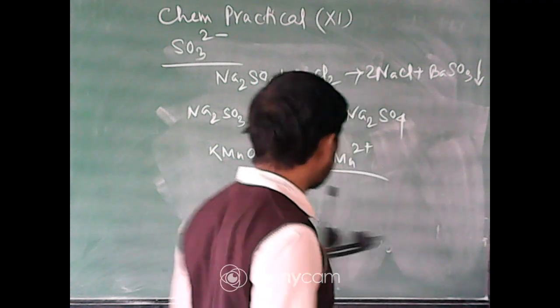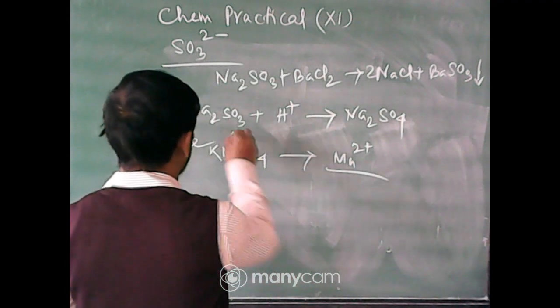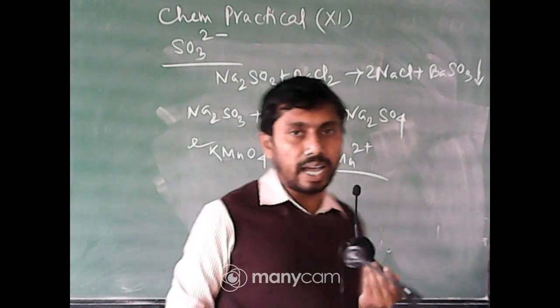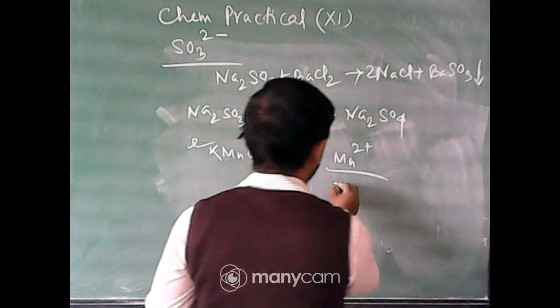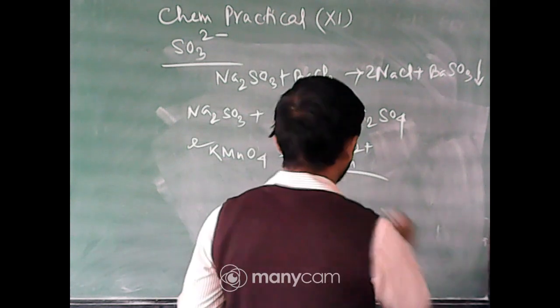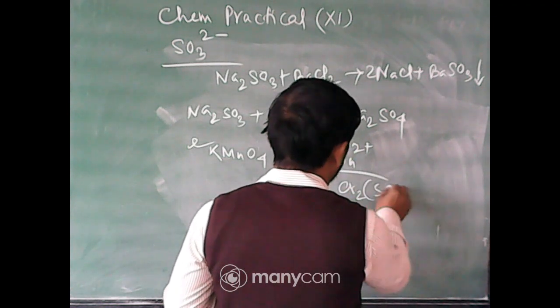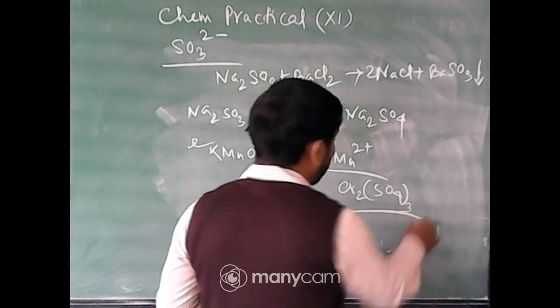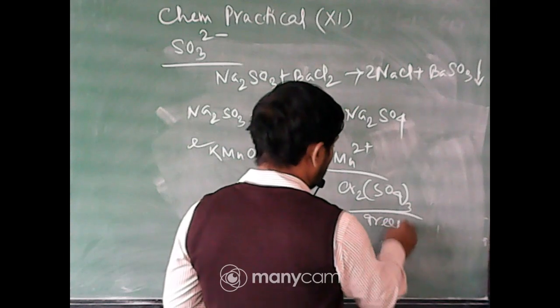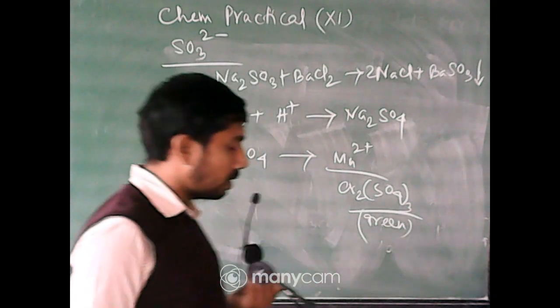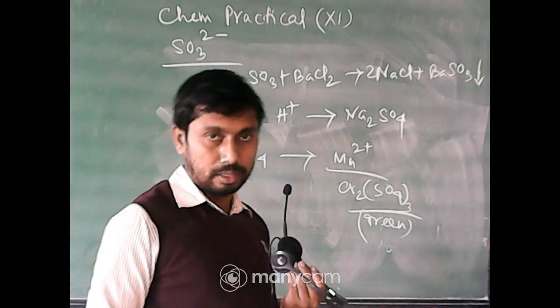So this is colorless, this is the chemistry responsible for that. If we add dichromate in the same solution, then a green coloration is observed. The green coloration is due to chromic sulphate, Cr2(SO4)3. This is of green color. So these are the tests for sulphide.